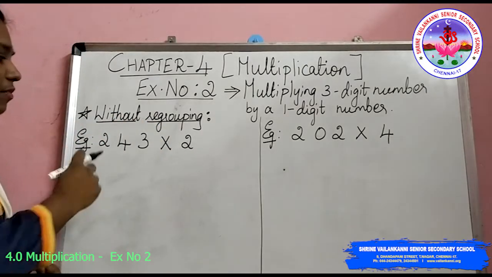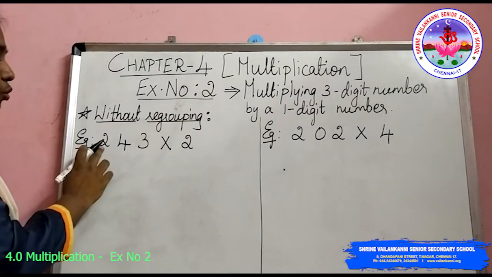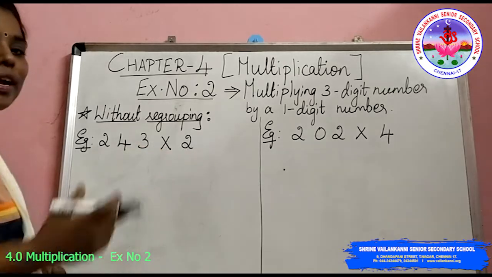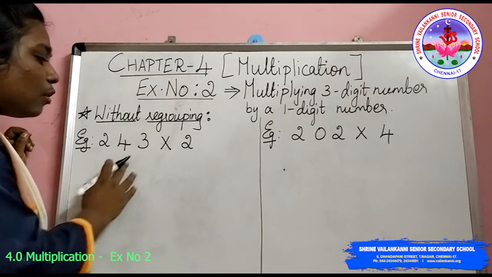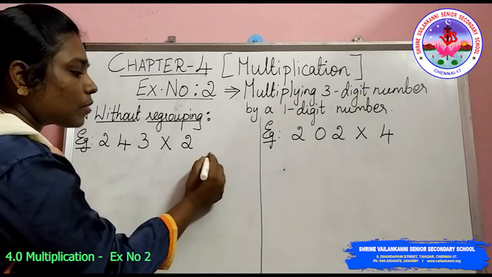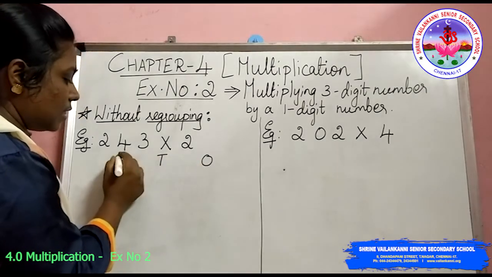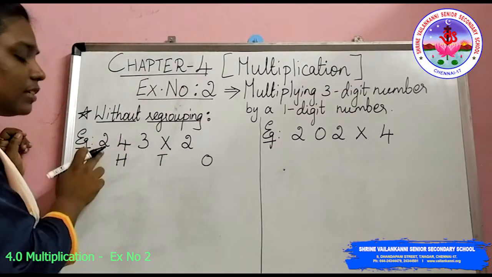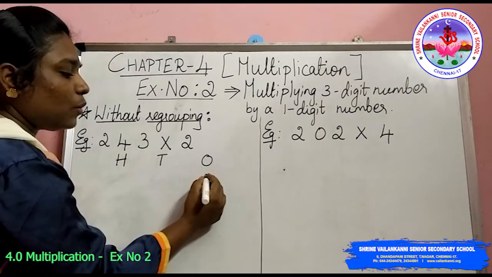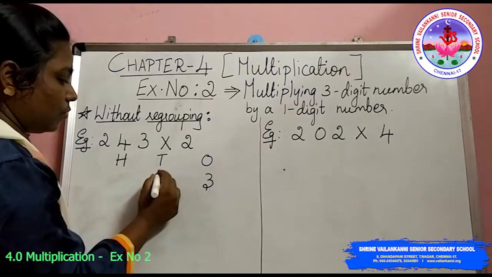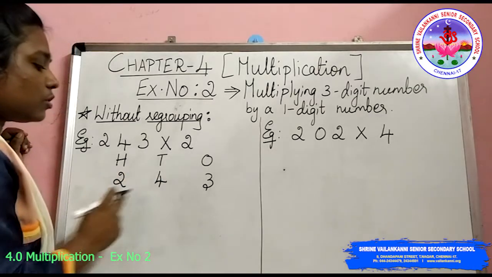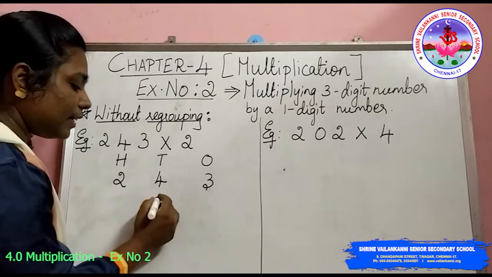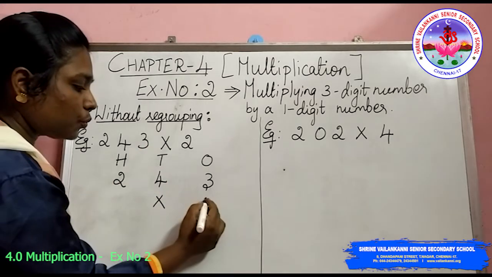Here I have given 2 example sums, that is 243, a 3-digit number, into 2. So 2 is a 1-digit number. We will start with the format. Always first write the place values: ones, tens, hundreds. I have given only 3 place values because only 3 digits are given. Always start from the ones place value: 3, 4, 2. So this 243 is written below the place values, and then the multiplication symbol and 2.